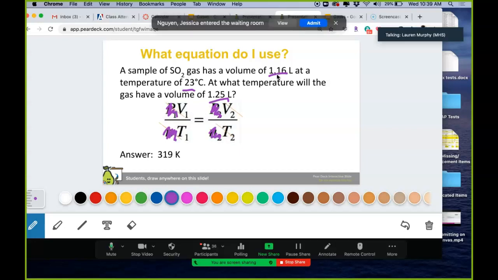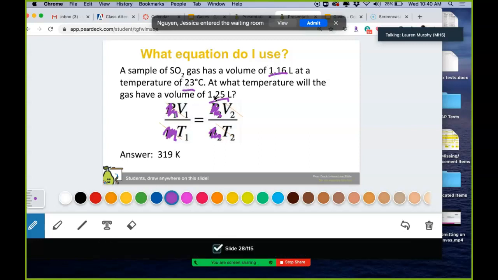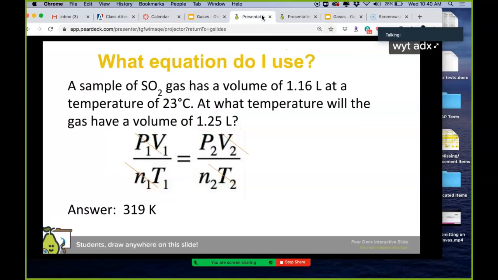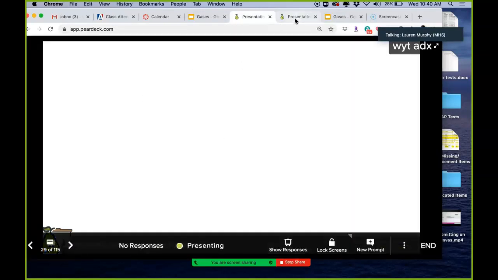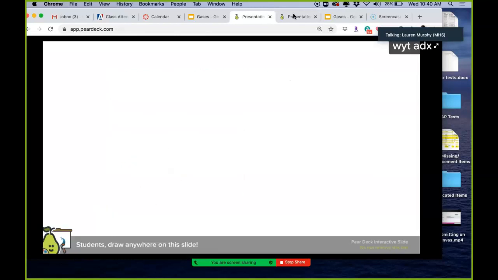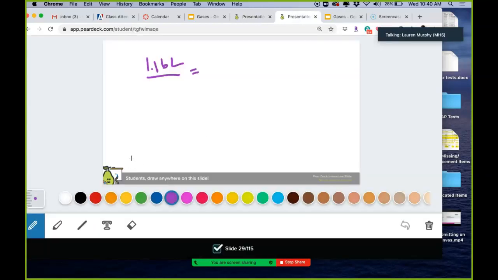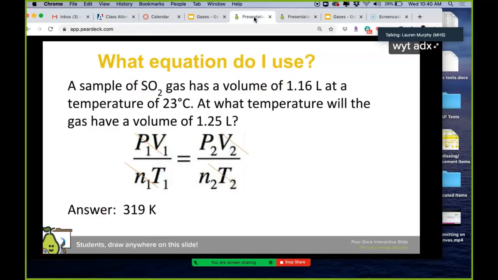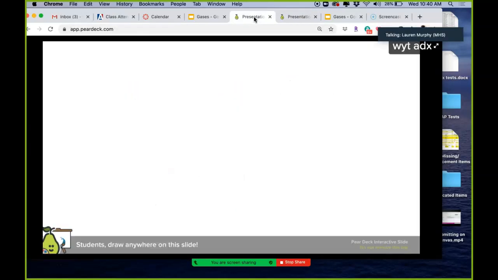So I have a V1 and a T1, but this needs to be in Kelvin, and then I have a V2, and I need to solve for T2. So I have 1.16 liters over 23 Celsius. What's 23 Celsius? 23 plus 273, 296 Kelvin. And then the new volume is 1.25 liters.